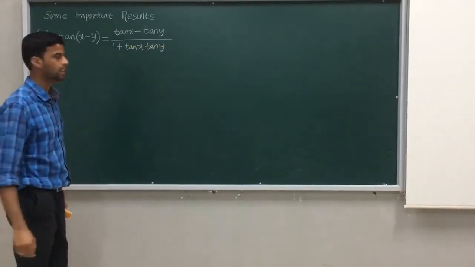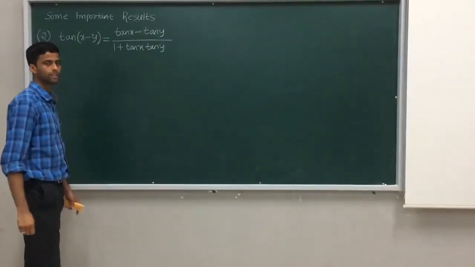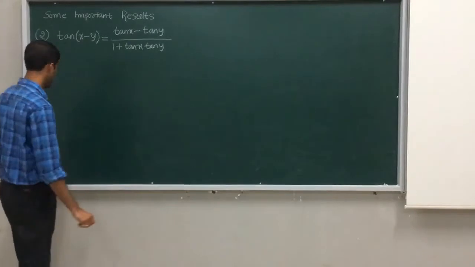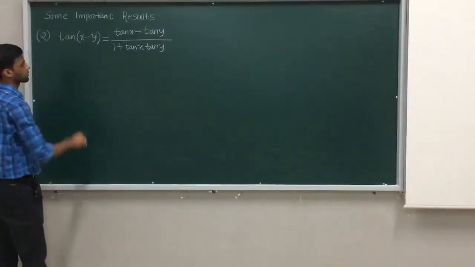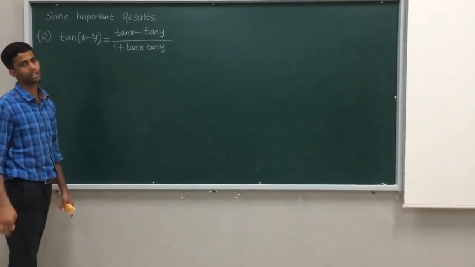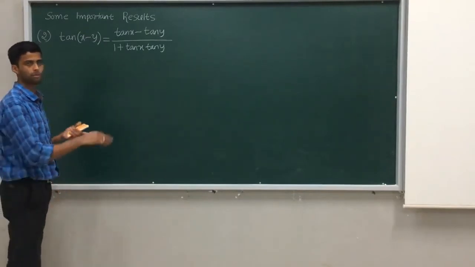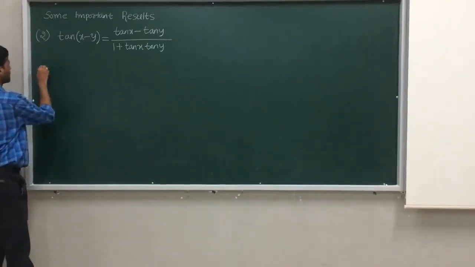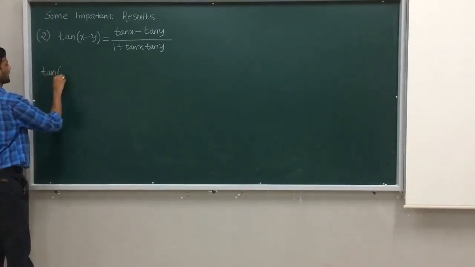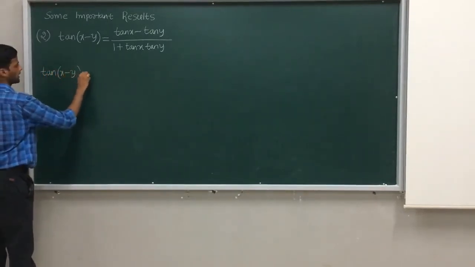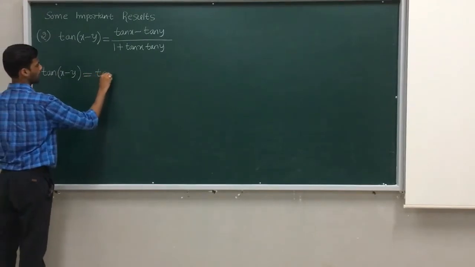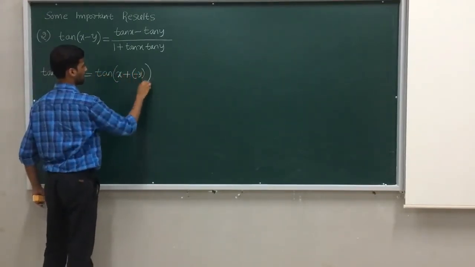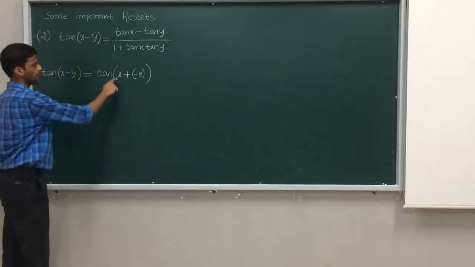See, we have two options here. One is you can write tan of x minus y as sin of x minus y divided by cos of x minus y, and you can proceed, you will get the answer. I'll use one simpler technique. Tan of x minus y can be written as tan of x plus minus y. Now you know the tan of x plus y result.